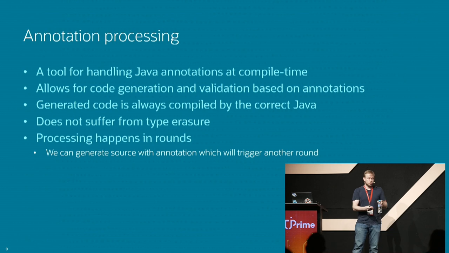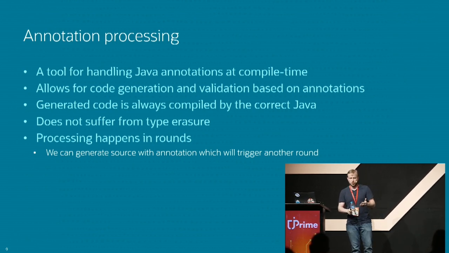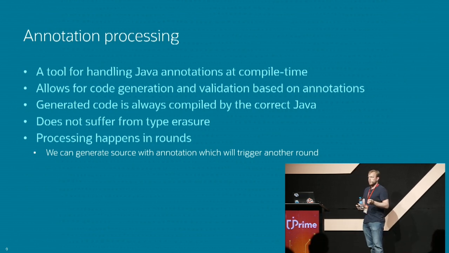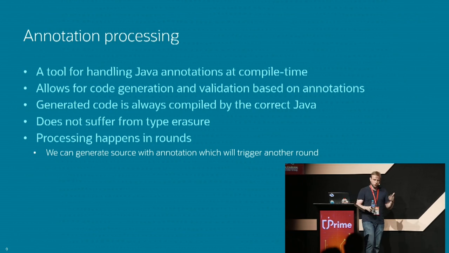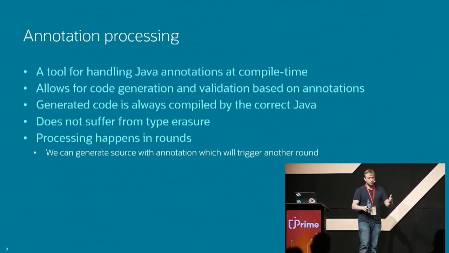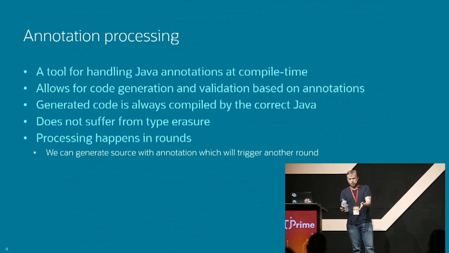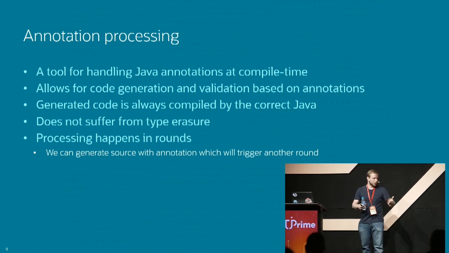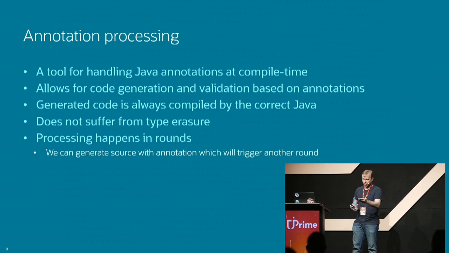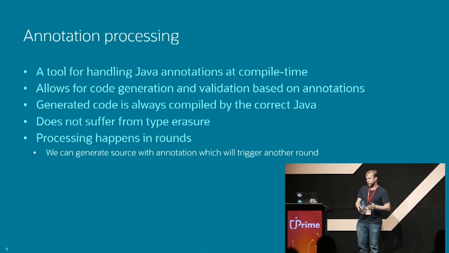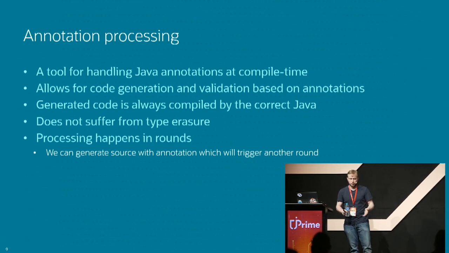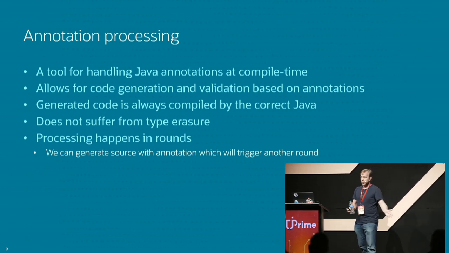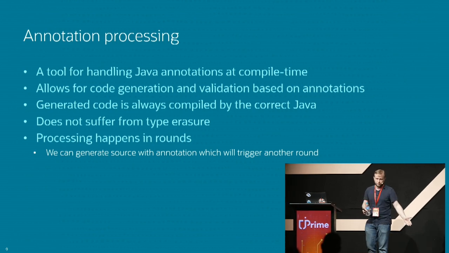The great thing about annotation processors is that the generated code is always compiled with the correct Java. What I mean by that is, for example, if you are using any library for bytecode manipulation, you usually have to wait for the developer to update that library to support the latest Java you would like to bytecode manipulate. But with annotation processing, it will use the Java you are currently using. So you do not have to wait for anything. You just generate code, and it will get built with the Java compiler.